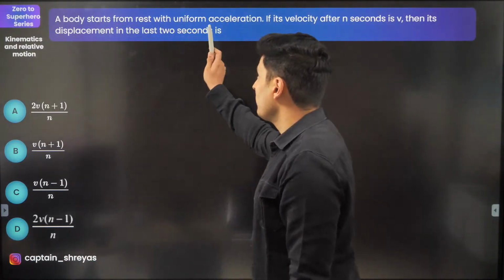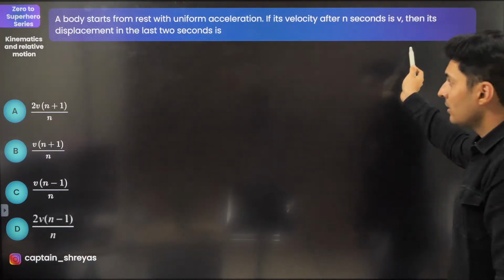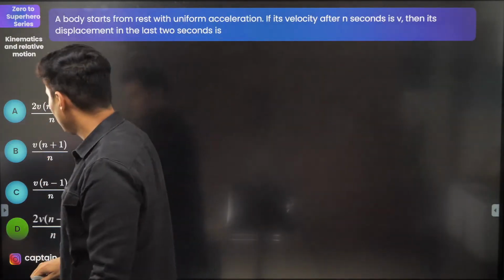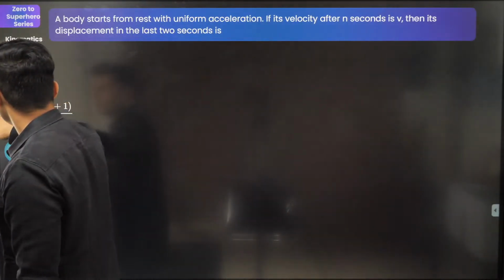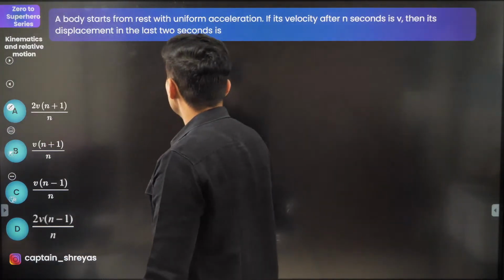A body starts from rest with uniform acceleration. If the velocity after n seconds is v, then the displacement in the last 2 seconds is how much? Oops, I was not supposed to show the answer, guys. I'm so sorry. Now you know the answer, but ignore it. Let's try to solve it.